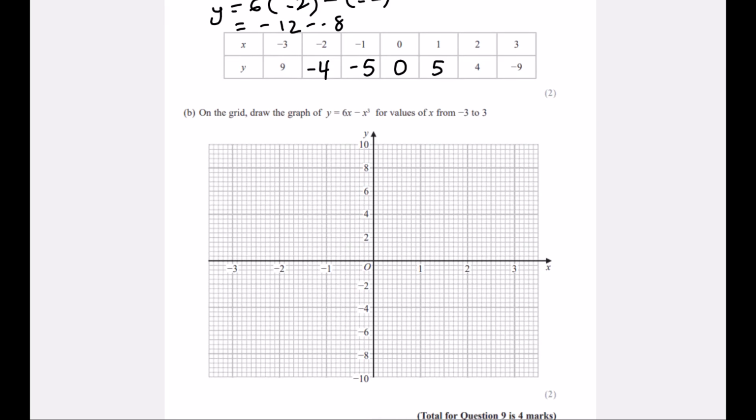So let's just draw this. I've got negative 3, 9. Negative 2, negative 4. Negative 1, negative 5. 0, 0. 1, 5. 2, 4. And 3, negative 9. So let's just draw the graph. Something like this.